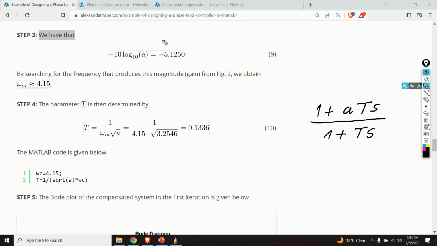Once we determine the frequency omega m in the previous step, in step number 4, we need to select the parameter t of our transfer function of the phase lead compensator. Here's the parameter t. In my previous video tutorial, whose link can be found in the description below this video, I derived this formula for computing t. By using this formula and by substituting the value of omega m, we conclude that our t is equal to 0.1336. And here's the Matlab code for computing t. It's self-explanatory.